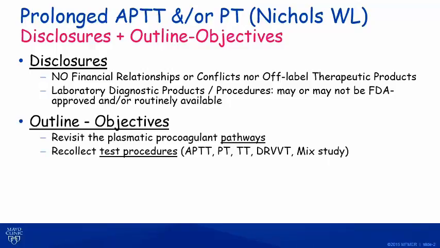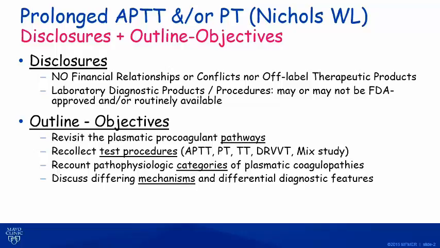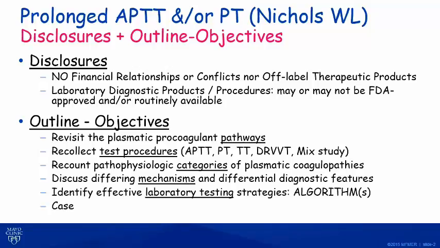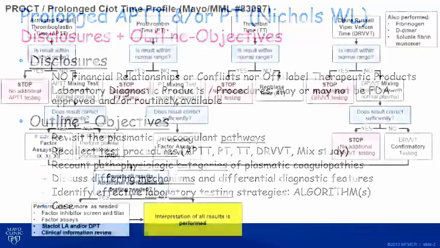We're going to, as a refresher, briefly revisit the coagulation cascade and the screening tests that are done. We're going to then look at the 8 categories of reasons why PT-PTT can be prolonged, and then look at testing strategies, specifically the algorithm we have devised and a case.